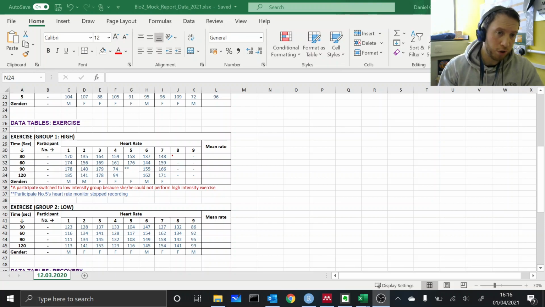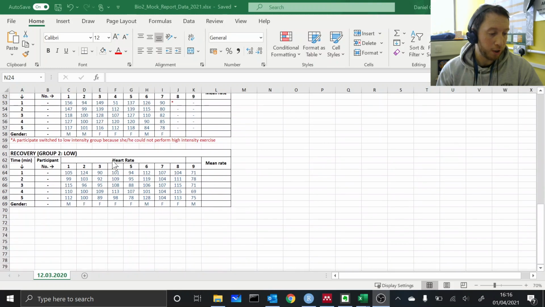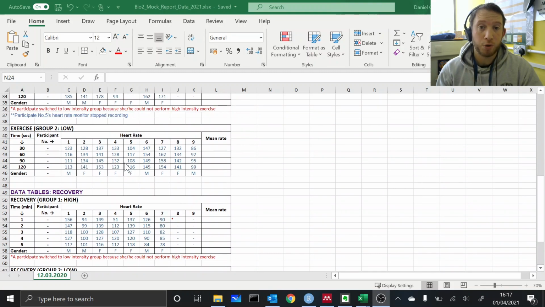Okay guys, so a really short video just to clarify what is meant by the data analysis that I need you to do for your report. So you'll see below here that you have your three tables. As I mentioned before, you need three separate graphs. Those three graphs come from each stage. So you have rest, exercise, recovery. Those are the three graphs.